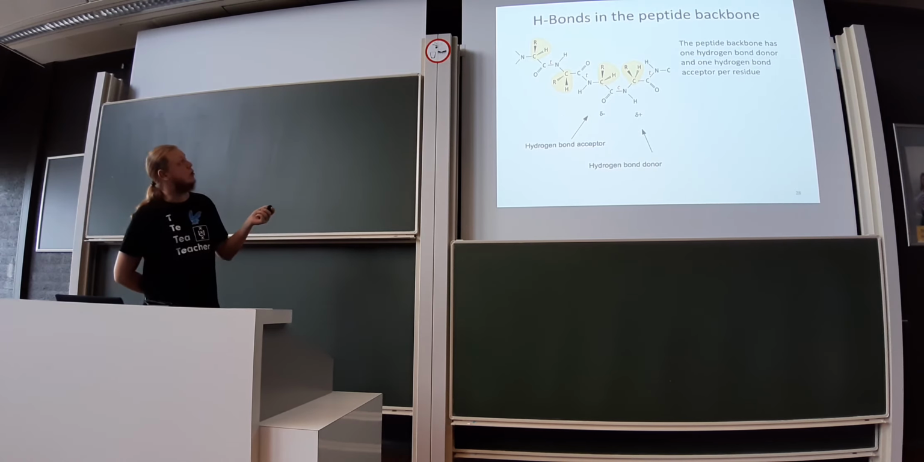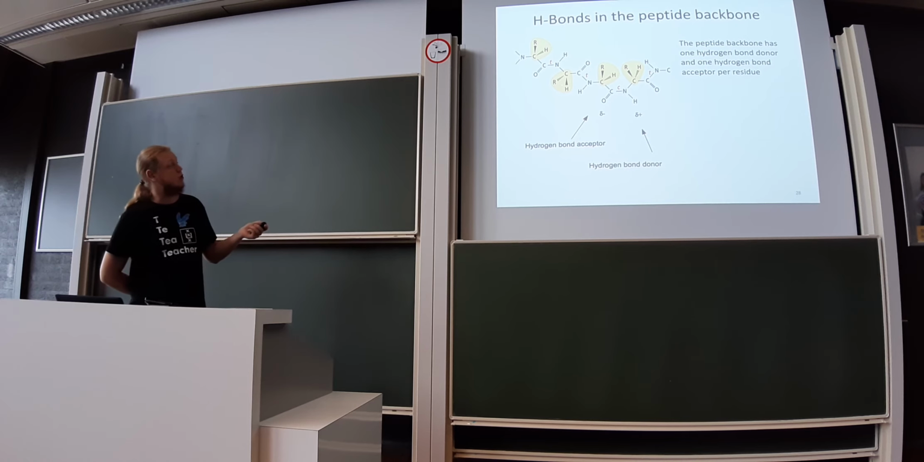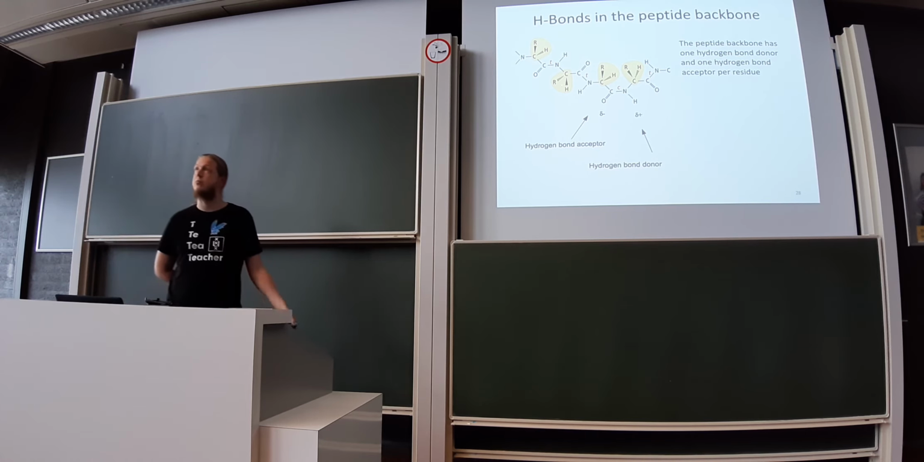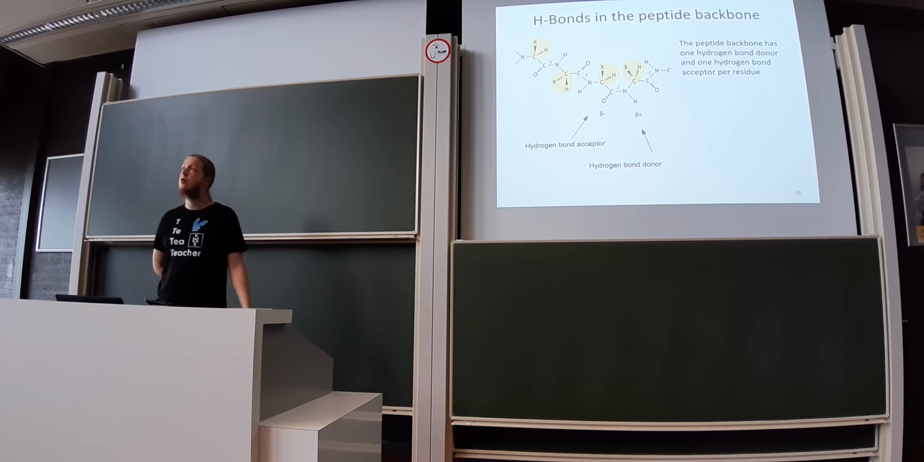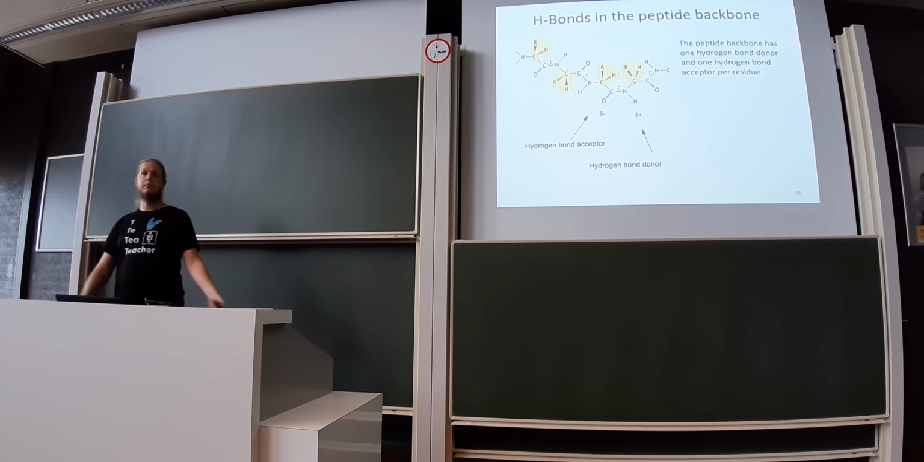Okay, so H bonds in the peptide backbone. We've shown you the repeating pattern of the atoms of an amino acid's backbone. These things also form hydrogen bonds. The oxygen of this carboxyl group is negatively charged, and the hydrogen sticking off the nitrogen is positively charged. So if these two are close, they want to stick together.